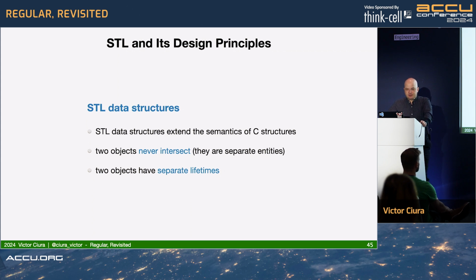So STL types cannot depart too far from the object model of C. And again, when I say object model, I don't mean anything that comes from the 2000s era. So two objects should never intersect. There should be separate entities, and they should have separate lifetimes. More on that later.